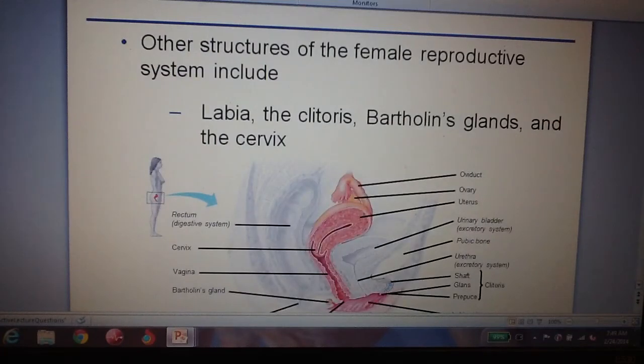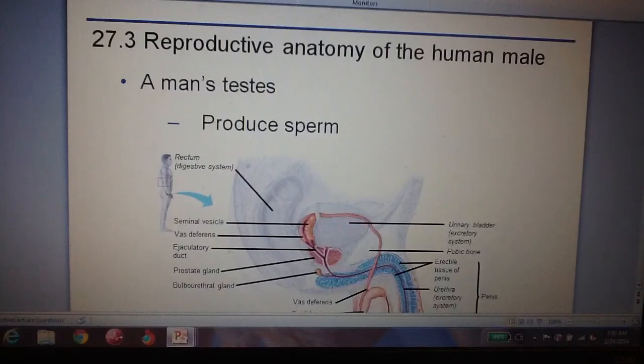There are other structures that are really important for the reproductive system, and these are all parts of the vagina: the labia, the clitoris, the Bartholin's glands, which are important for secretions, and of course the cervix, which is the area between the uterus and the vagina itself. Now, that is for the female gonads and reproductive system.